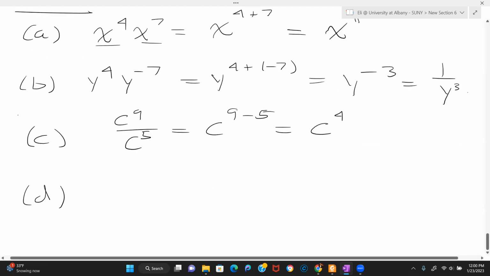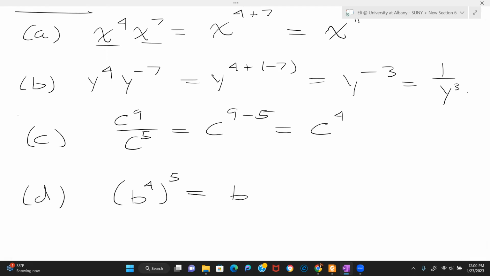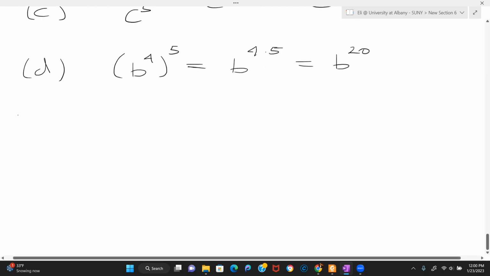So D, you have b to the 4th power raised to the 5th power. When you have an exponent of an exponent, you just multiply the exponents together. So it's b to the 20th.